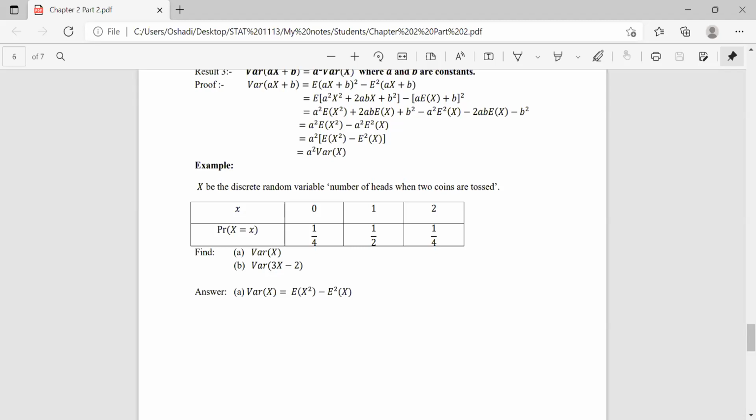So we have to find the variance of x and the variance of 3x minus 2, right? So we can find the variance.